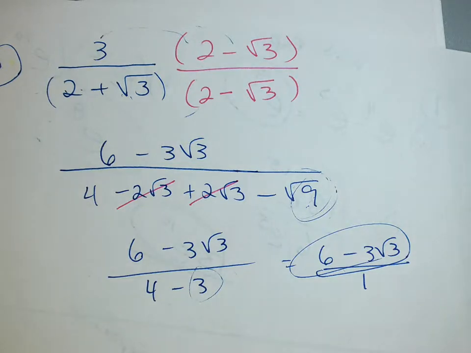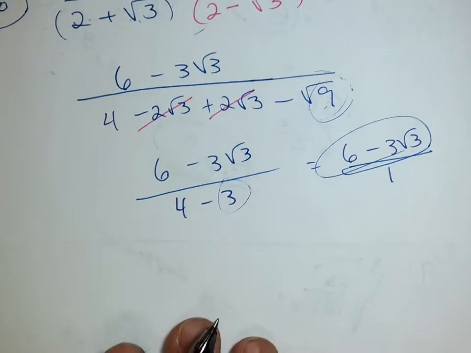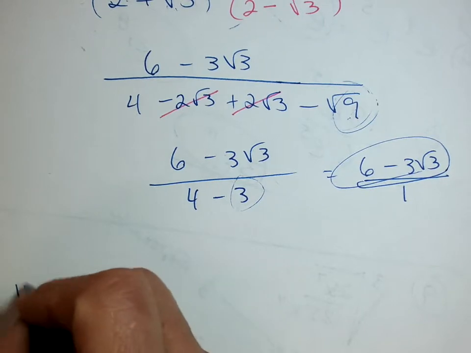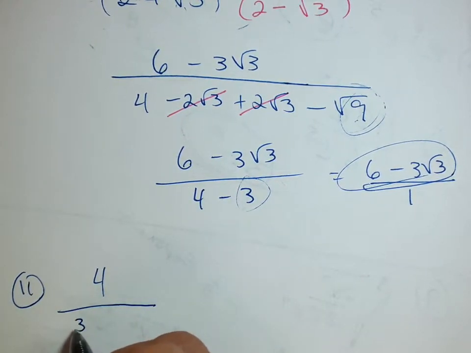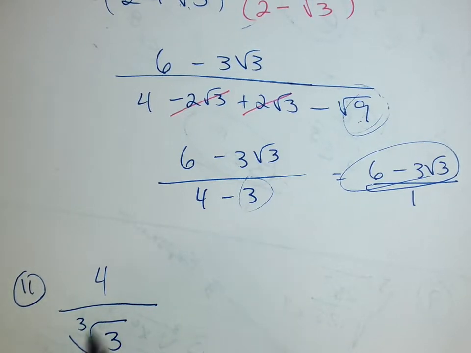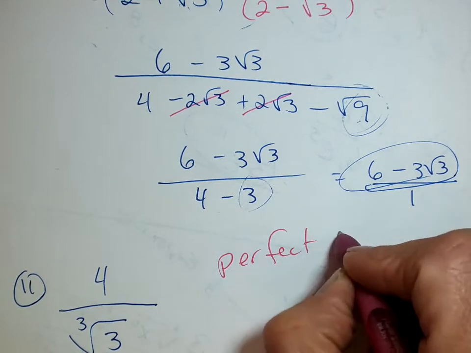All right, number 11. 11 can be easy if you know some special numbers. Write these numbers down. So I got 4 over the cube root of 3. We need to make one of these numbers perfect. Write these down: perfect cubes.